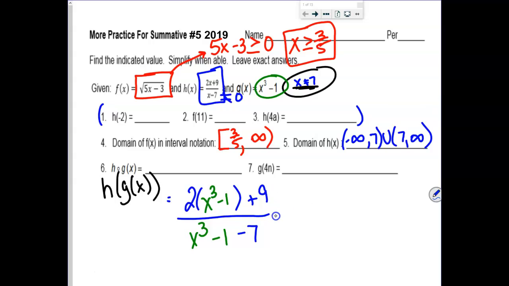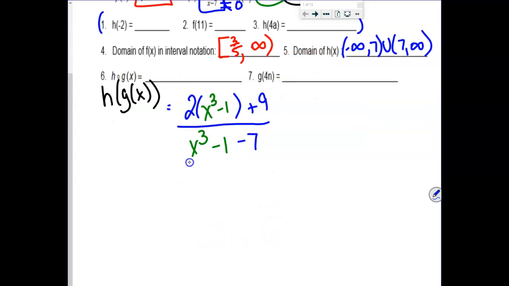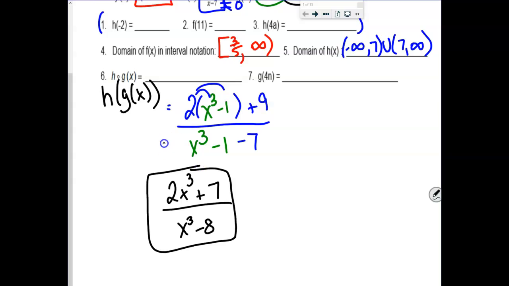Now, this is not a good PreCalc answer. We're going to want to simplify this one. Up here in the numerator, this becomes 2x to the third, and then this is a minus 2, but later on in the numerator you have a plus 9, so that would be a plus 7, right? And then down here in the denominator, you'd collect the minus 1 and minus 7 together, so you had x to the third minus 8. So your new function for h of g, you have to set it up and you have to simplify it.